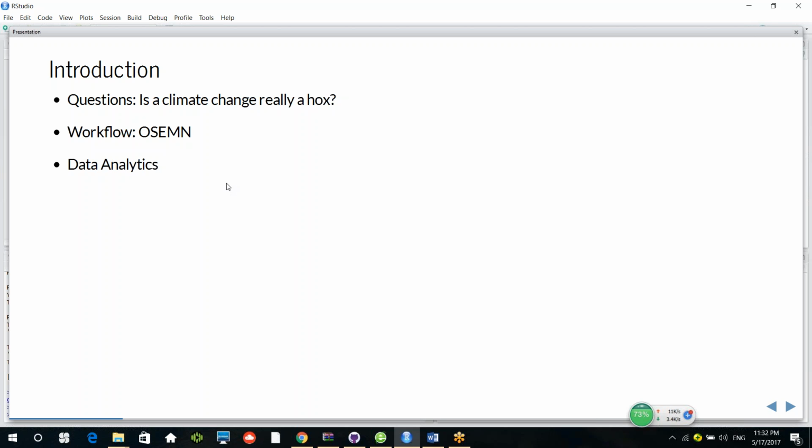First, my research question: is climate change really a hoax? And to answer that, I'm using an indicator for my research, which is greenhouse gas emission. Second, the workflow that I'm using is obtain, scrub, explore the data, modeling, and interpretation. And last is about data analytics.